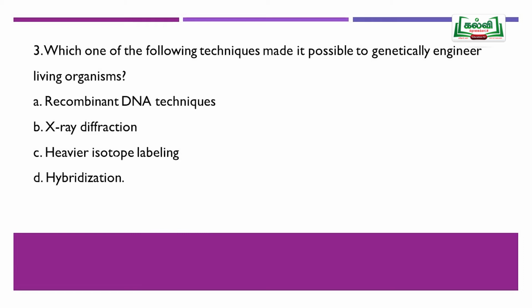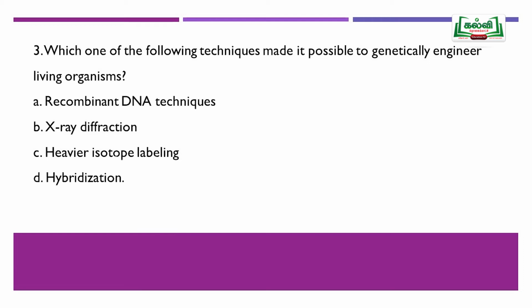The next question: which one of the following techniques made it possible to genetically engineer living organisms? Once again, I am reading the question. The options given are: recombinant DNA technology, X-ray diffraction, heavier isotope labeling, hybridization. When it comes to the first, recombinant DNA technology, yes, we are modifying an organism, so GMOs will be produced. So, okay.